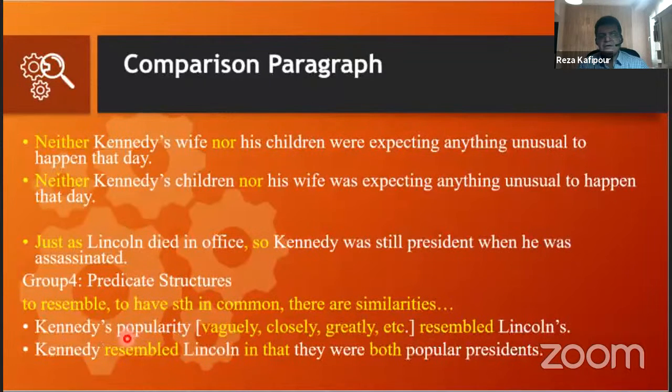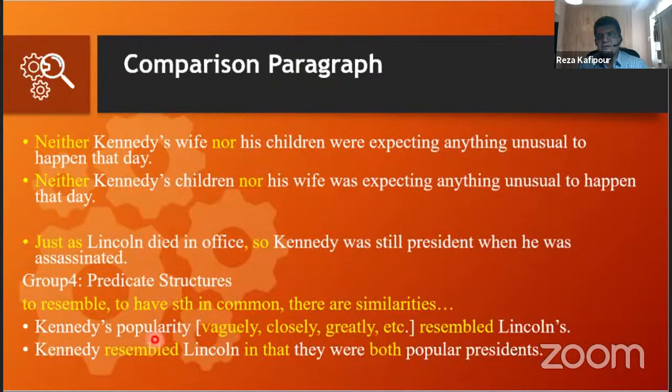The same idea can be reflected in this form. Kennedy resembles Lincoln in that. So sometimes we may use verb plus in that. Kennedy resembled Lincoln in that they were both popular presidents. So if you look at these structures, one of them is more complete than the other. Which one? Actually, the second one. Why? Because we are providing more information in the second structure. The new information here is president.